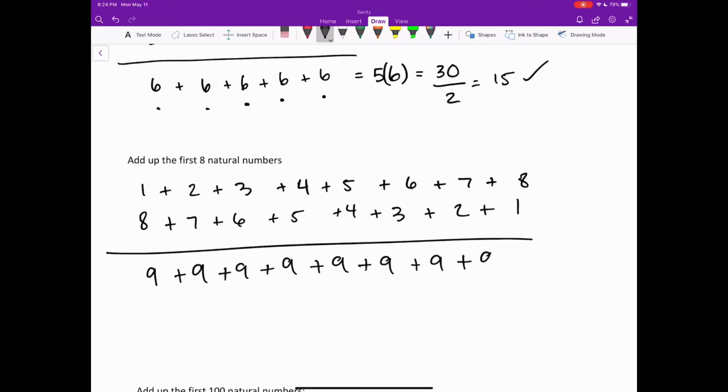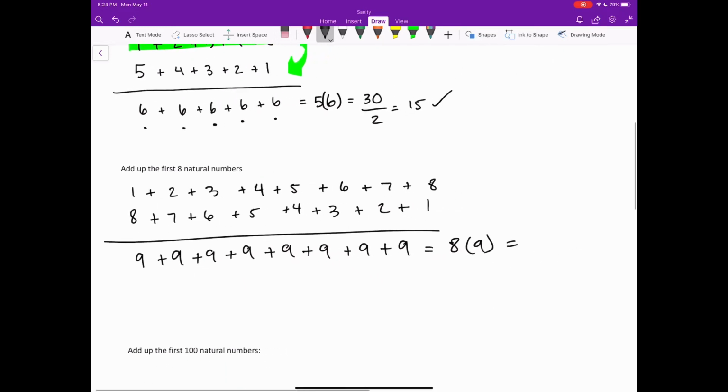And since we had 8 numbers that we're originally adding, we had 8 9s. 1, 2, 3, 4, 5, 6, 7, 8. Oops, there's 8 9s there, so there's 8 groups of 9. 8 groups of 9 is 72, but since I double counted that sum, again, I have to divide by 2. 72 divided by 2 gets you 36, all right? And that's what we came up with at the beginning. So this is checking out, all right?